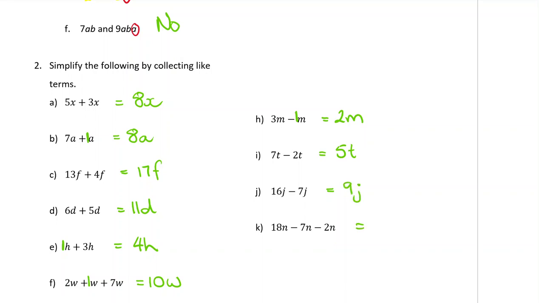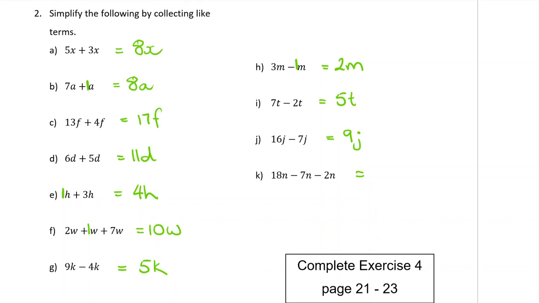And the last one has 3 terms. We want 18n minus 7n minus 2n. So let's do the first ones. 18 minus 7 is 11. Minus 2 more makes 9n.